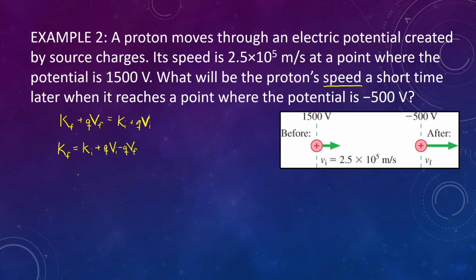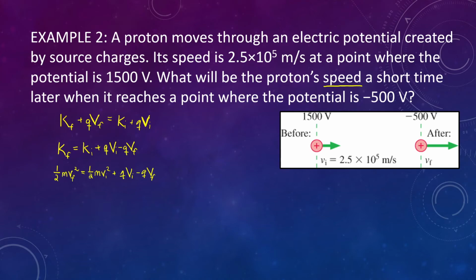But the problem is, we still don't have a speed shown, because kinetic energy has its own equation, 1/2 mv squared. So we need to take this into account as well. So I'm going to leave the two potential terms the same, QV initial minus QV final. But we had to expand our kinetic energy terms. Well, we're almost at what we need. We're looking for the final speed of the proton, v final.